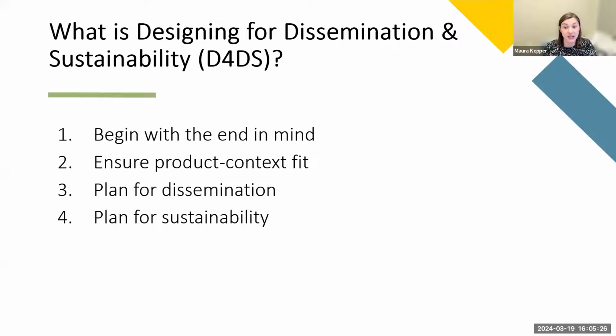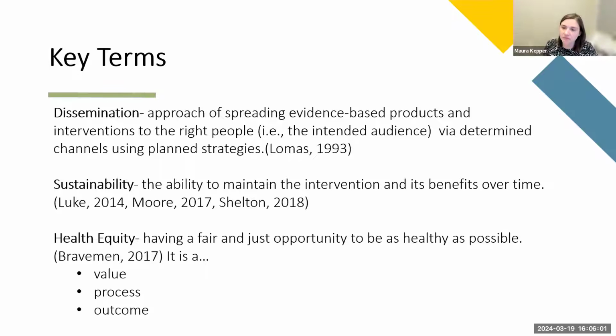The second idea here is that we have to ensure that our product, and I'm going to define what a product is in just a bit, fits the context in which we are going to be implementing it, and that it's valued by those who are going to use it and will benefit from it. The other key parts of this are that we're planning for active dissemination and we're generating products that can be sustained and have plans for sustainability ahead of time. So those are the four core components of designing for dissemination and sustainability.